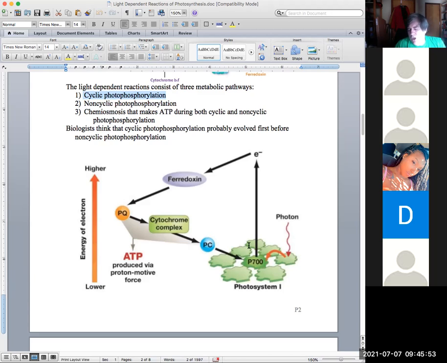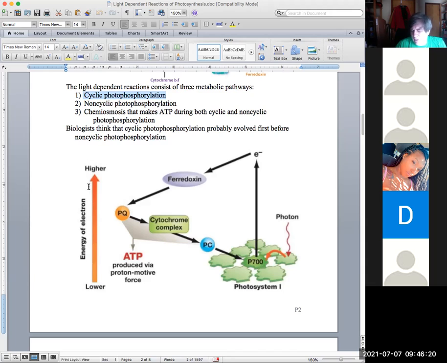So remember when we talked about cyclic metabolic pathways, we said the key thing was at the end, we got back what we started with. So notice here that primary electron acceptor in P700 lost an electron. The electron gets passed around through a bunch of proteins and the electron ends up back where it started. So that's why this is cyclic photophosphorylation.